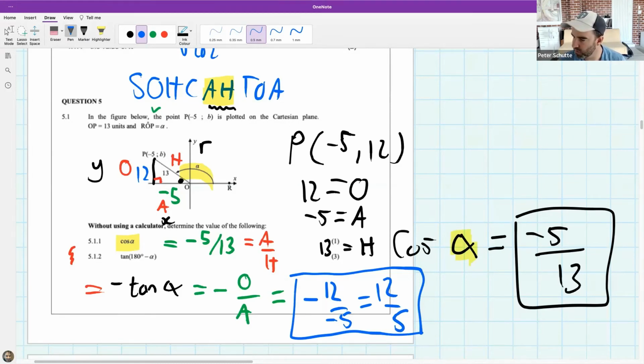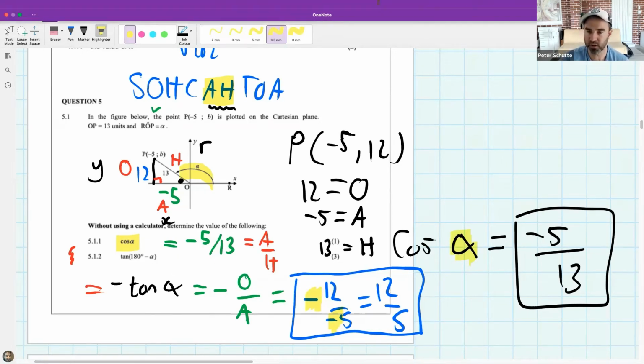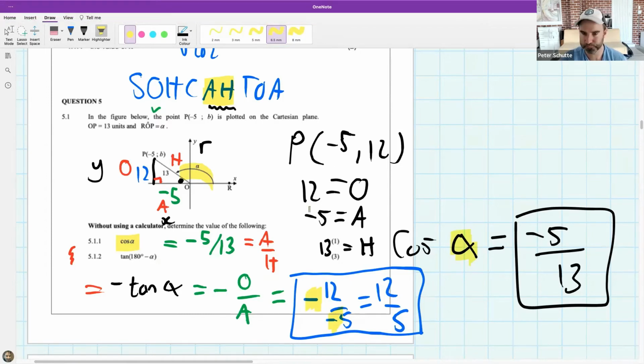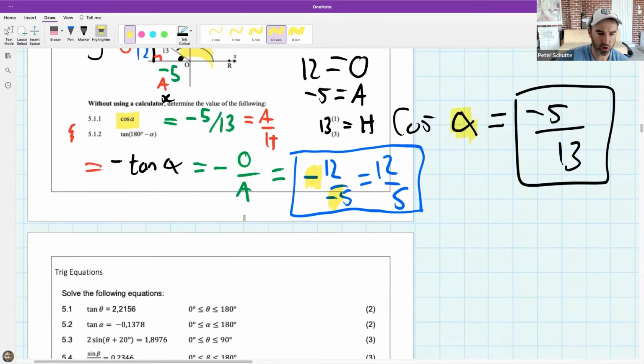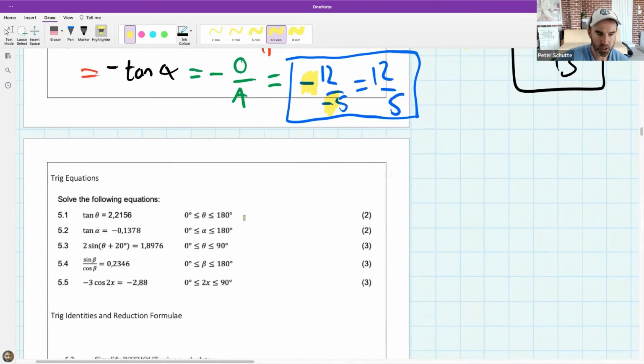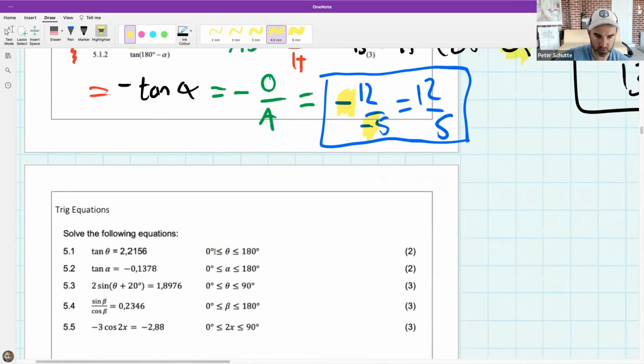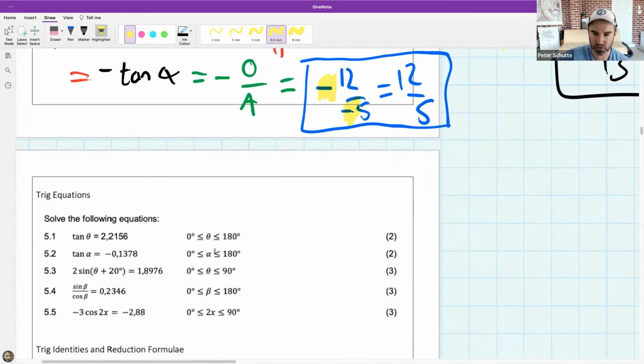Have a look at that double negative. Do you agree with that? Think about it: you had the minus from reducing the tan, but then you also had a minus 5. And so when these two negatives interacted, you got your 12 over 5. Okay, cool. This is another very typical exam question. I'm going to move on because I know that we want to talk about trig equations.